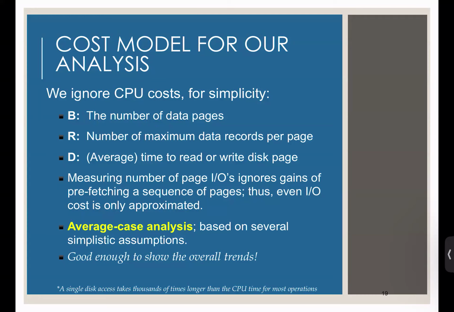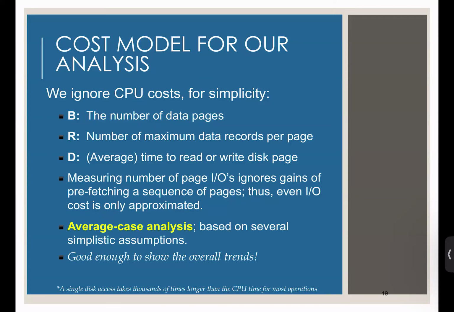Okay. Right now we have only 3 values to worry about. We have B, which is the number of data pages. This is another way of telling how large your file would be, because all the data records will be put into the data pages, and we see how many pages. If this file contains 100 pages and the other one contains 1,000 pages, obviously 1,000 pages will be bigger. So we will look at how many data pages we have. That's B.